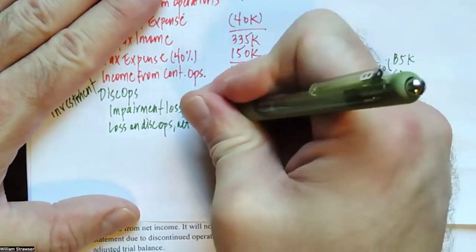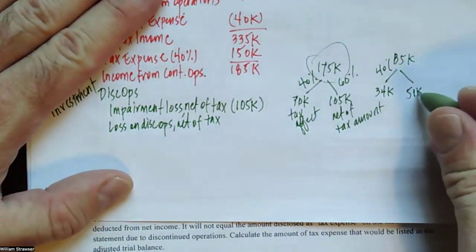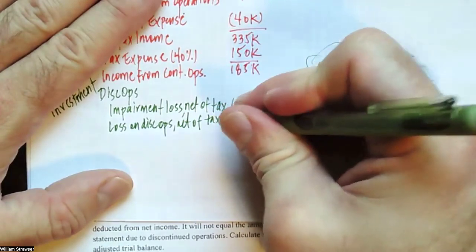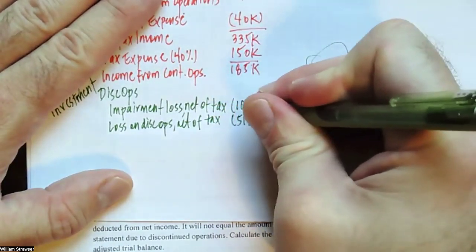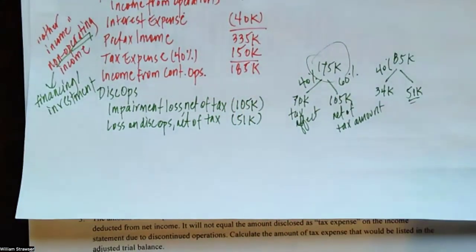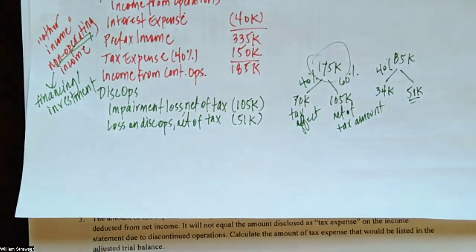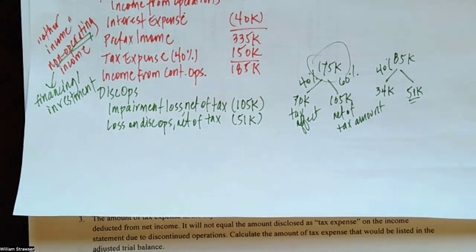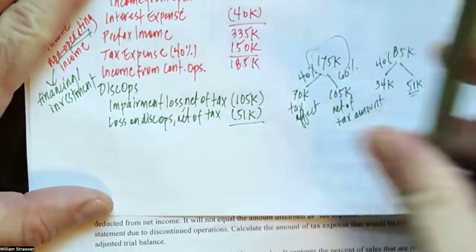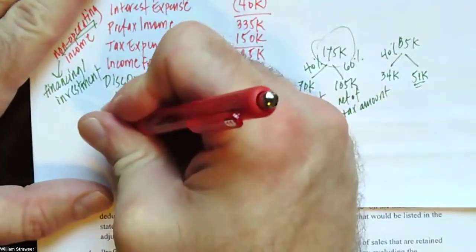So we're taking the net of tax number, subtracting that since it was a loss. So in total, we're subtracting 156 from 185, which is 29,000. That should be my net income.